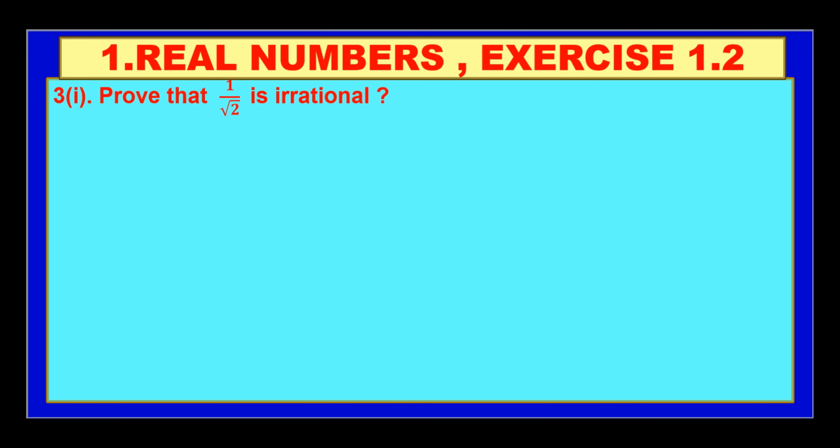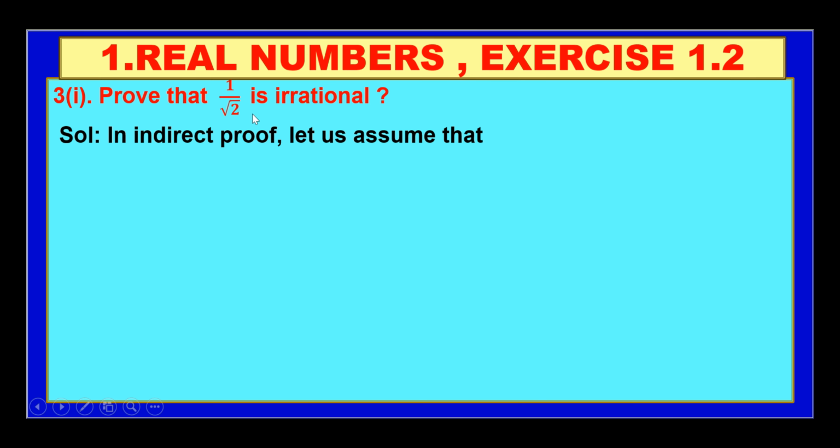Prove that 1 by root 2 is an irrational number. I shall repeat. Third question, first bit, prove that 1 by root 2 is an irrational number. In order to prove this type of questions, we already adopted an indirect method of proof. We already discussed what is indirect method, and this question can also be solved using the same method, indirect method. In indirect proof, let us assume that the given question is false.